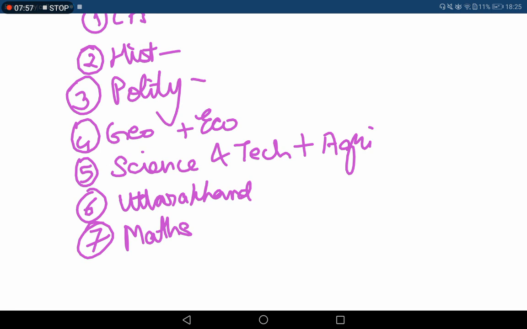Also a question can be asked about the rivers, the Himalayan rivers and the peninsular rivers, the difference between them can be asked. So this becomes important.